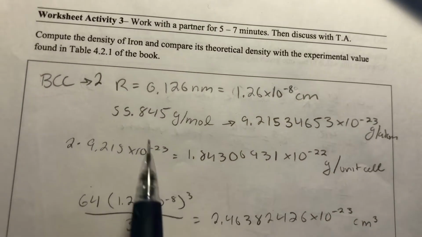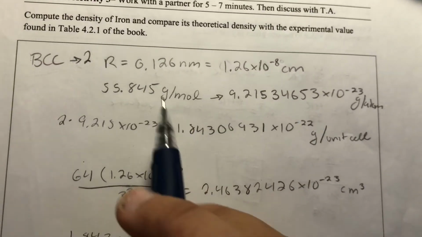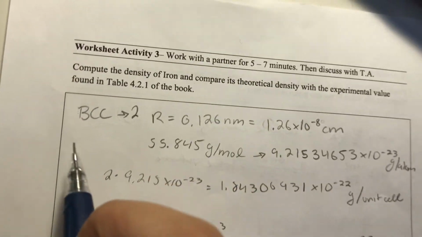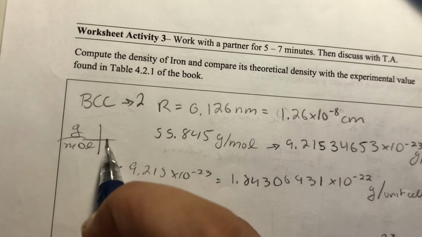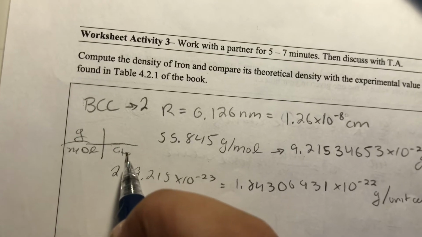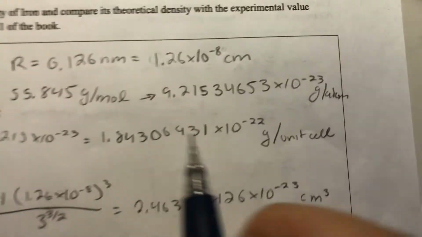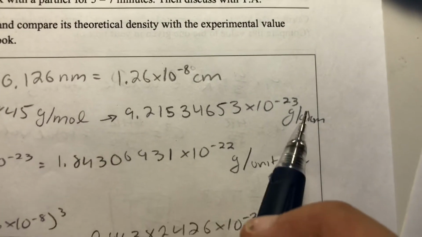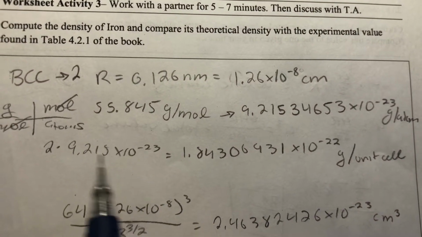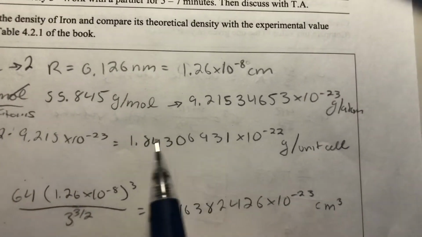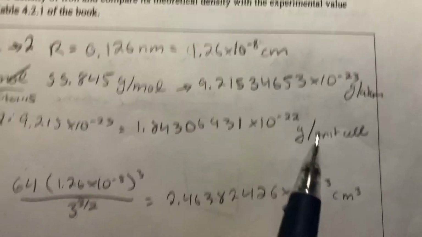because math. Then I looked up the molar mass, 55.845 grams per mole, and then you divide by Avogadro's number, which is atoms per mole. Moles cancel, you get grams per atom. So when I did that, I got 9.215 times 10 to the negative 23 grams per atom. And then I multiplied the grams per atom times our 2 atoms per unit cell to get 1.843 times 10 to the negative 22 grams per unit cell.